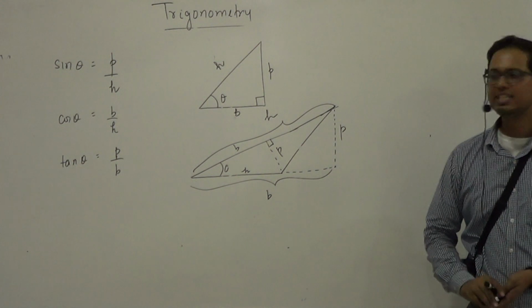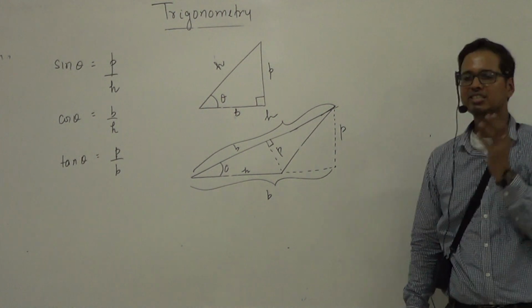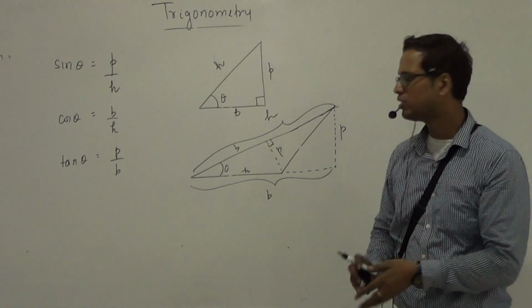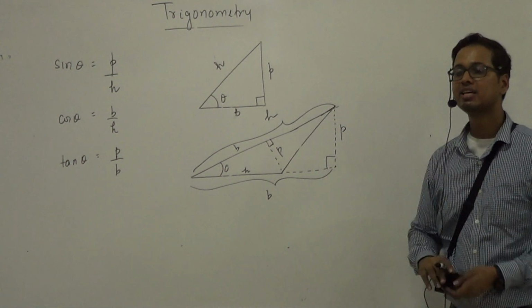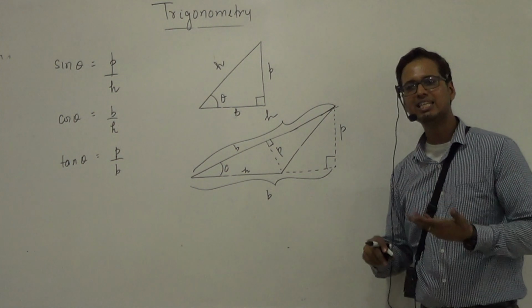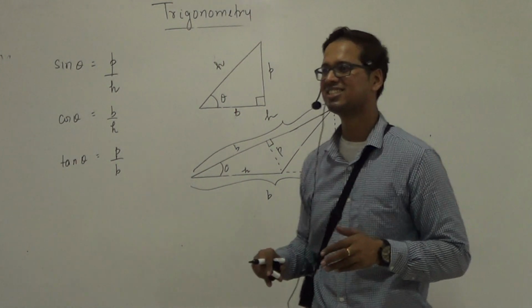So basically the ratio sin theta, which is P by H, is seen on a reference triangle that we normally make, which is actually a right angle triangle, and hence it gives us a feeling that trigonometry is applied only to right angle triangles, which is not the case.